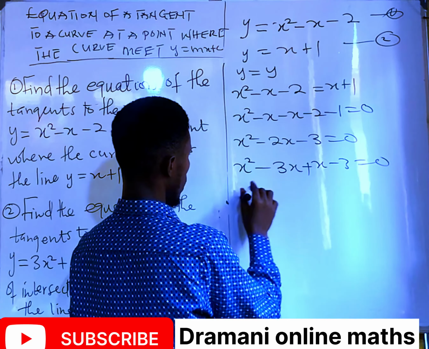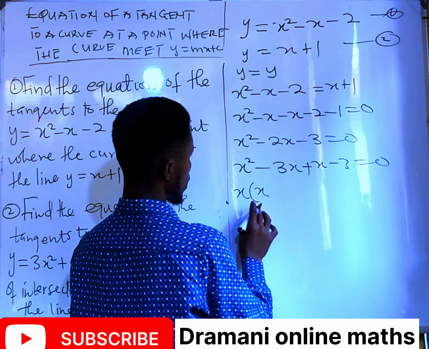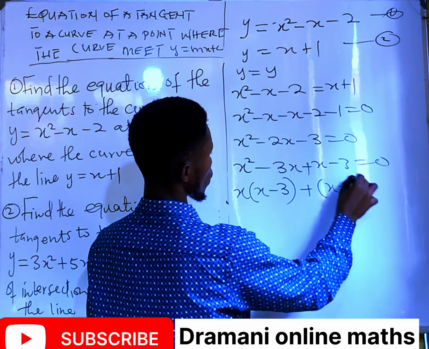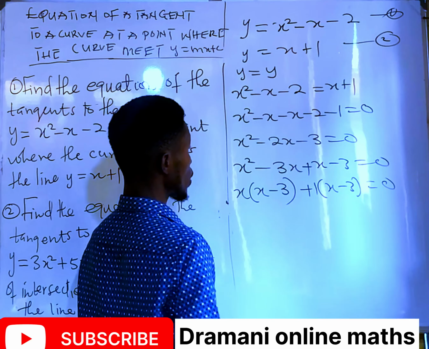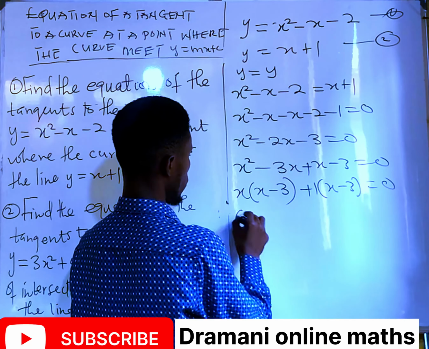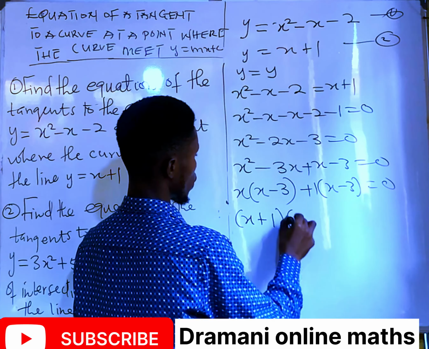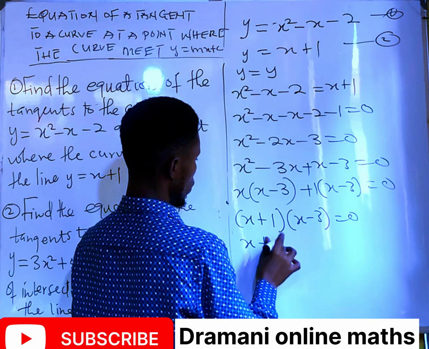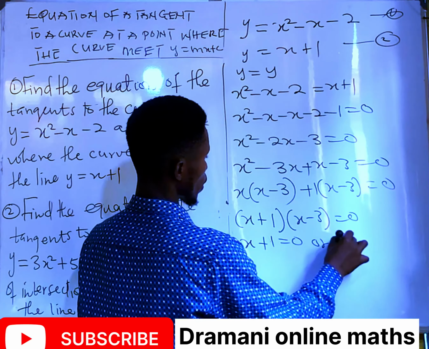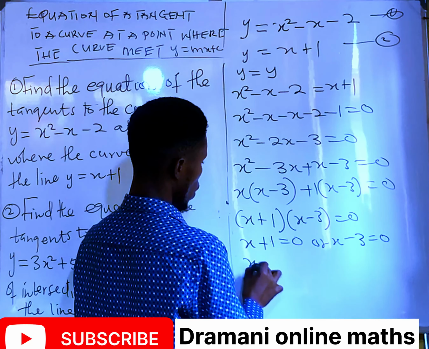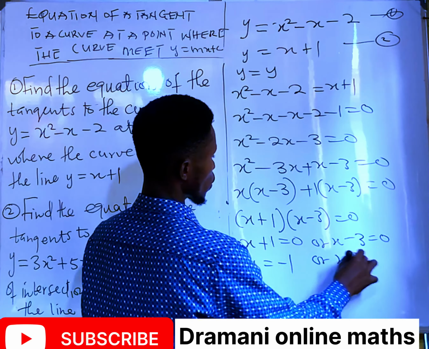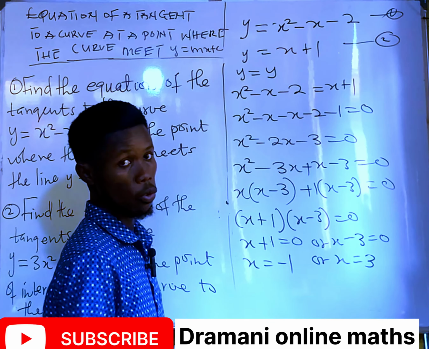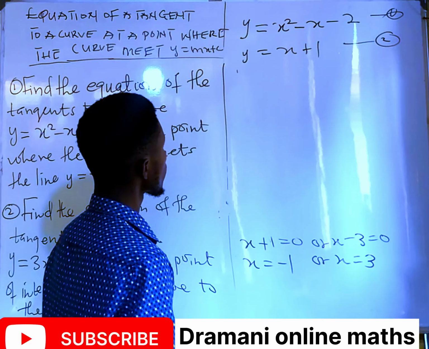Good. So if I factorize x out here, I have x minus 3, and here too, x minus 3 equals 0. Since the ones in the bracket are the same, we pick the outside ones. x plus 1, x minus 3 equals 0. So x plus 1 equals 0, or x minus 3 equals 0. So I have x equals negative 1, or x equals what? 3. So these are the values of x. Now you need to get the values of y.